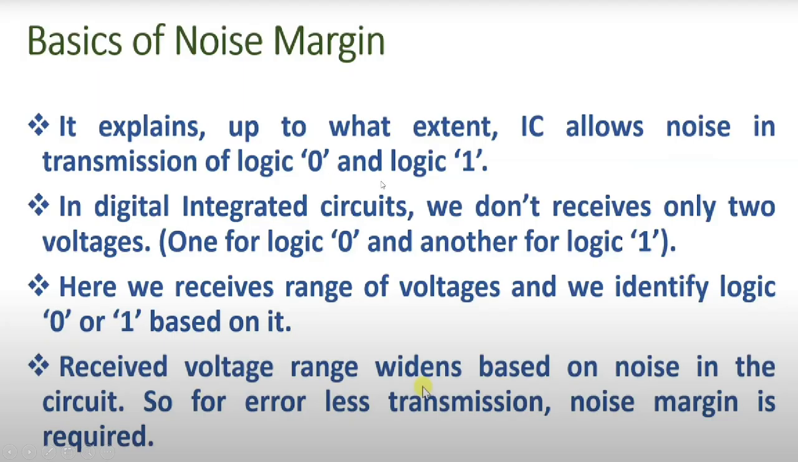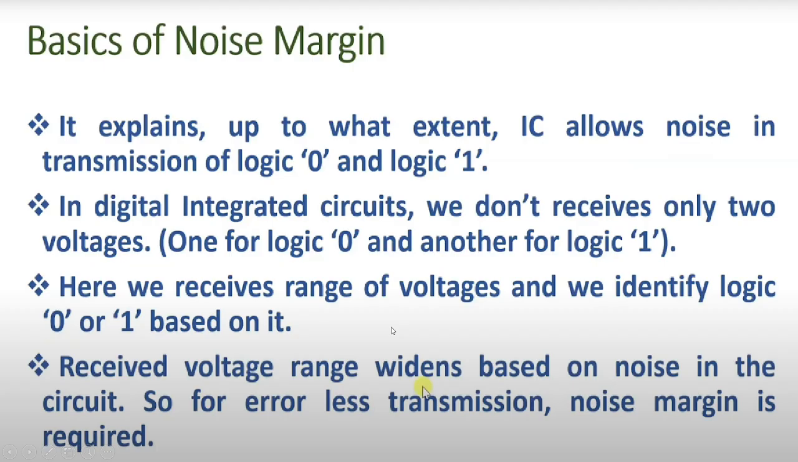Basically in digital integrated circuits we don't receive only two voltages. We'll receive some other voltages also, one for logic 0 and another for logic 1. Suppose we receive some range of voltages, that we identify as logic 0 and logic 1.